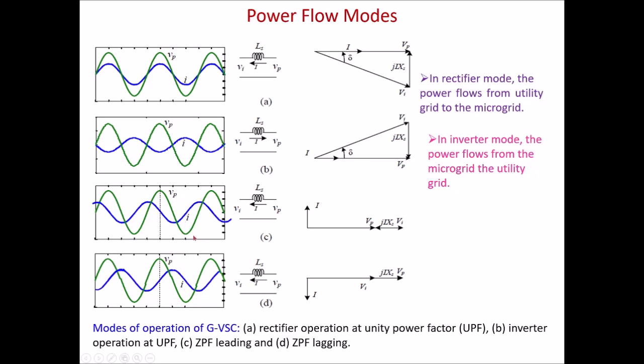Purely reactive power injection mode. If you want to support the reactive power, then these modes are used. If you have a combination of all these things, then it becomes the general operation of the microgrid voltage source converter.